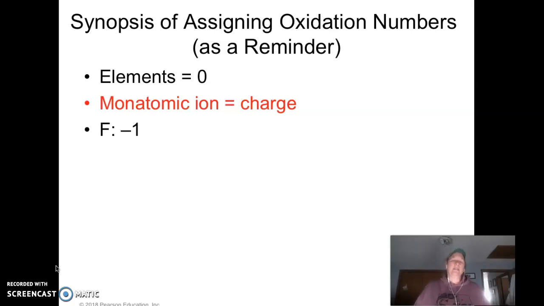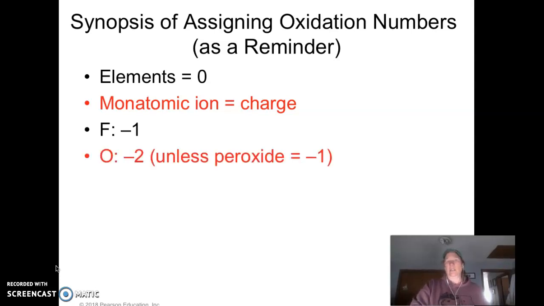Remember, if it's an element, if it's just pure aluminum or hydrogen or nitrogen, whatever, its charge is 0. A monatomic ion's oxidation number is its charge, so if it's calcium +2, its charge is +2, and so on. There are some that never change, like fluorine, which is always -1. Some of the halogens, like chlorine, are mostly -1, but can be other numbers as well. Oxygen is pretty much always -2, unless it's a peroxide, like hydrogen peroxide, H2O2. That's not that common, so you can count on oxygen as being one of the numbers you look for.